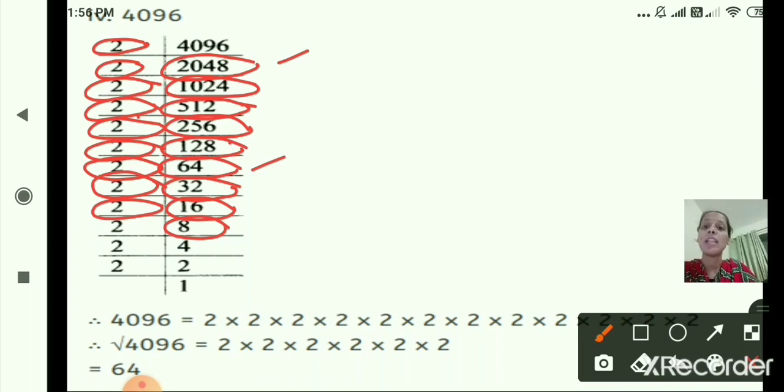Right? Now 8 is divided by 2. 2 fours are 8. Right? Now 4 is divisible by 2. 2 twos are 4. Correct? Now 2 is divisible by 2. Right? So 2 ones are 2.